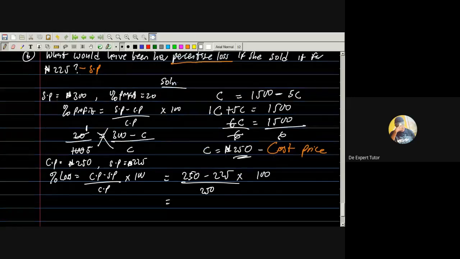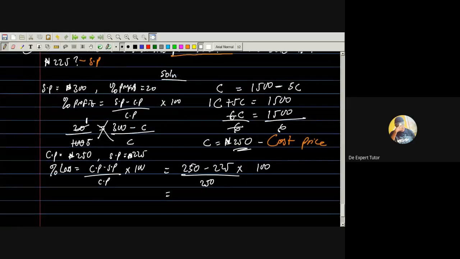What do we have here? You know, this will give me 25 divided by 250, then times 100. These are simple numbers. This will give me 10. 0 cancels 0. So my answer is what? 10%. So that's a loss of 10%. So please learn how to divide without a calculator.